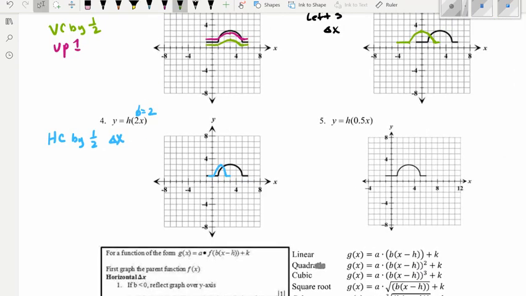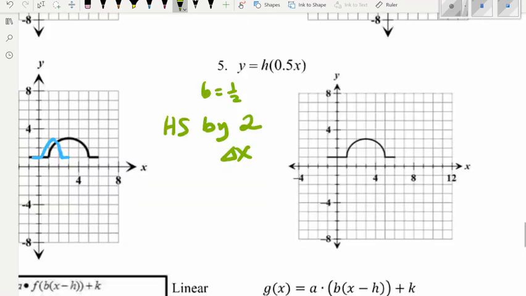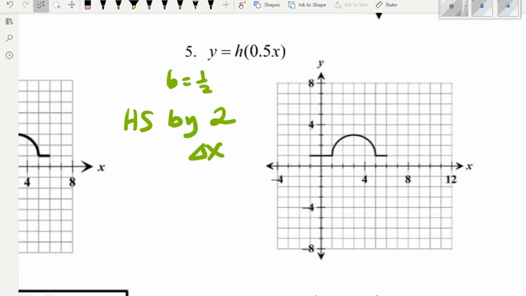And for this last graph right here, again, that's a b value of 1/2, which means this is a horizontal stretch by 2. Again, we're changing our x values. So we're going to multiply our x values by 2. We have an x value of -1. -1 times 2 is -2. And 1 times 2 is 2. Notice that's twice as big as it was. Here we have an x value of 3. So 3 times 2 is 6. So it moves to there.